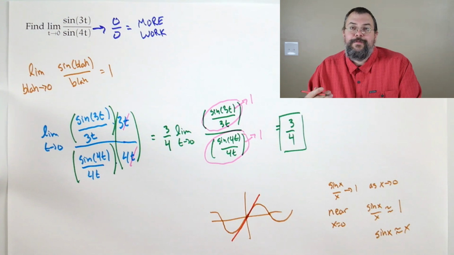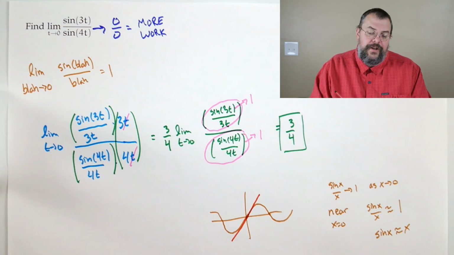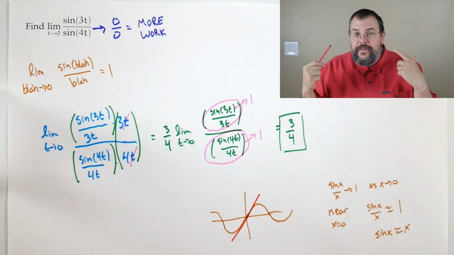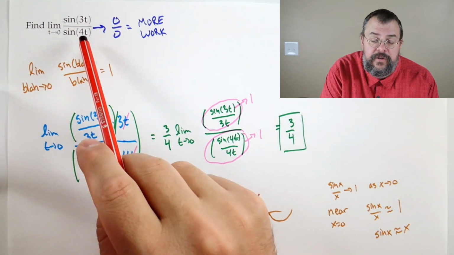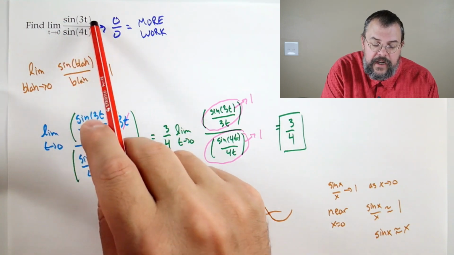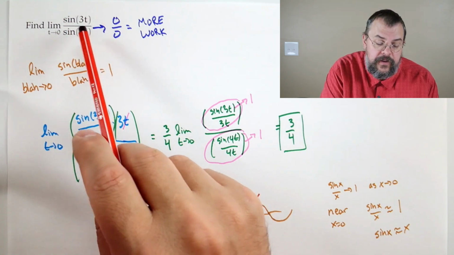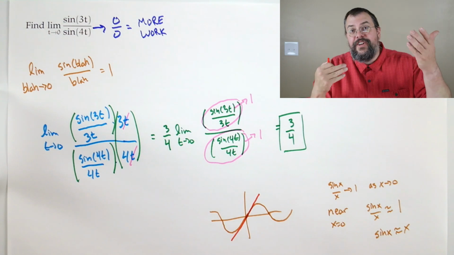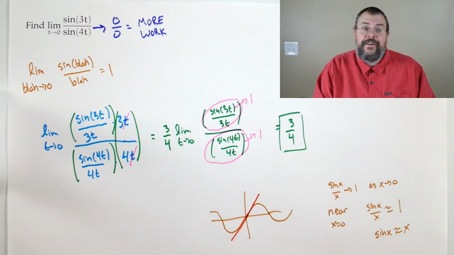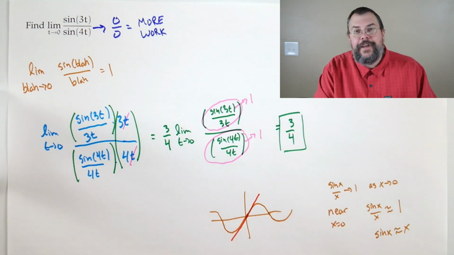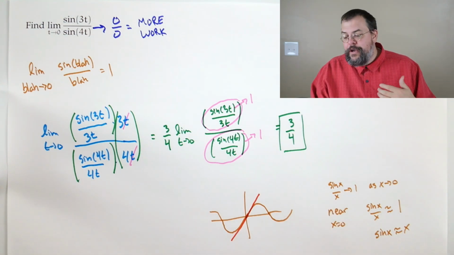So if you graph the sine function, here's our sine function, nice up-down shape. And if you graph the line y equals x, they're very similar near 0. So what's the point here? Well, mentally, we can get an eyeball of what should be happening. Since 3t and 4t are both near 0, sine of 3t is about 3t. Sine of 4t is about 4t. So it looks like 3t over 4t, which is 3 over 4. And that's the answer.